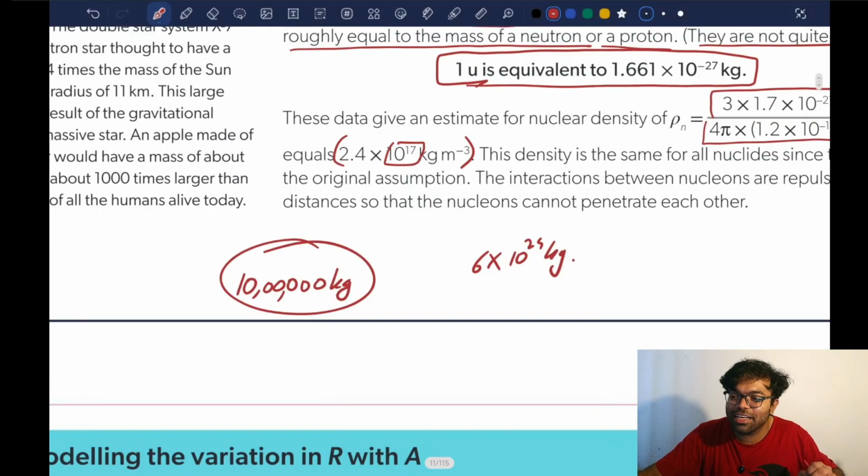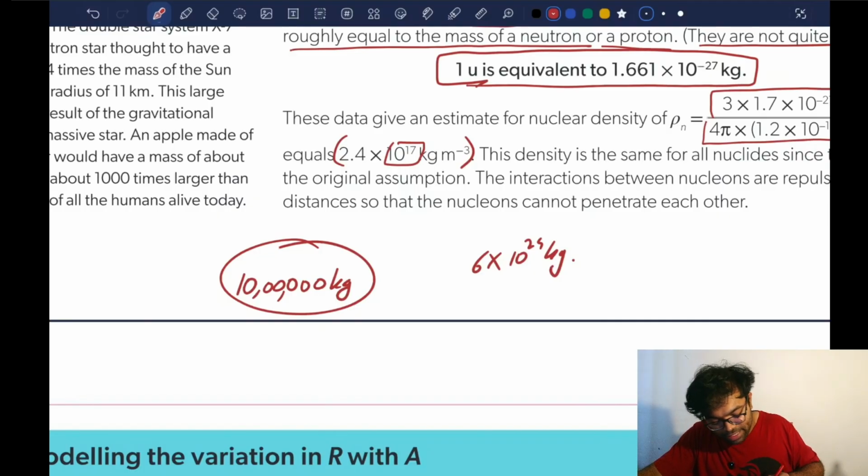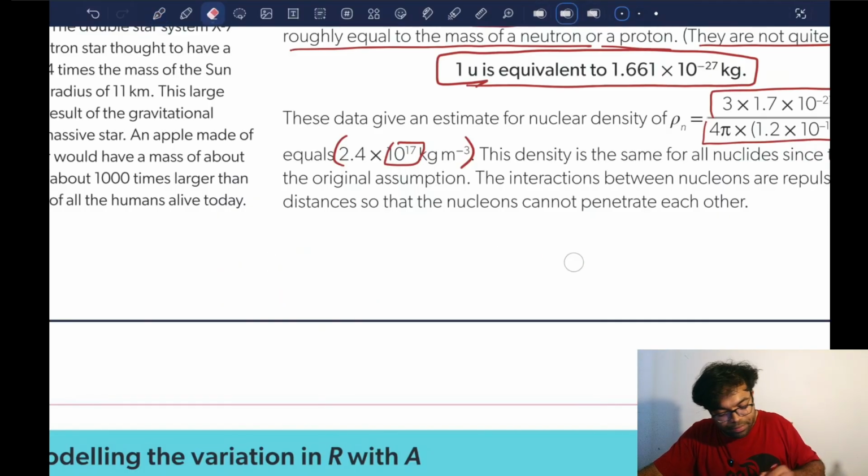Sorry, wait, hold on. No, my calculation. This is the density, right? Somewhat like that. I am confusing myself. Okay, it's a huge number.